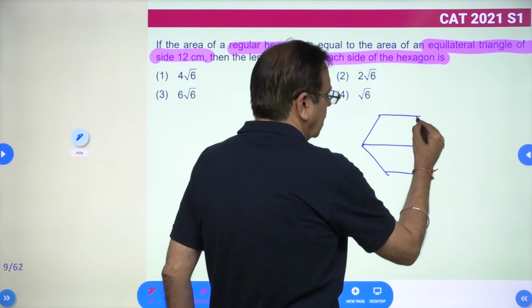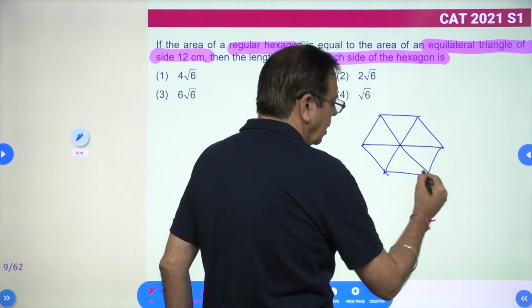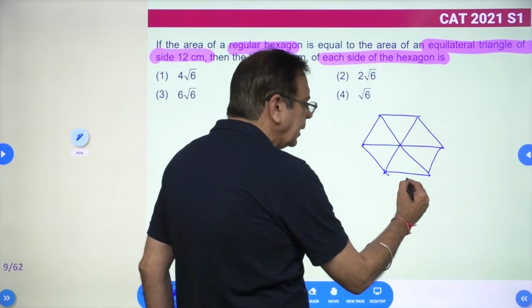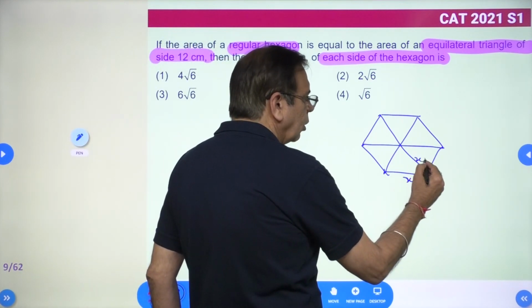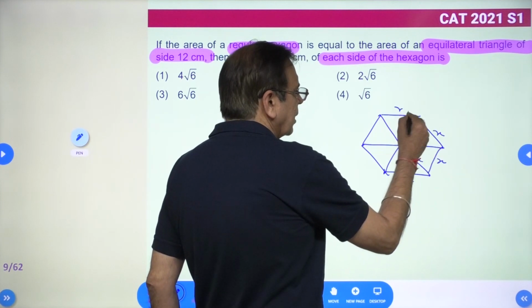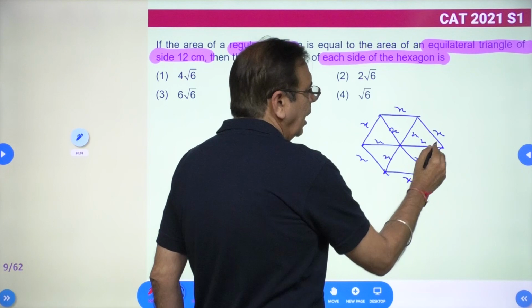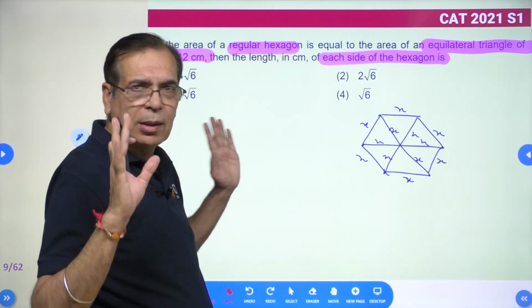Okay. Yeah. So these are 6 equilateral triangles. अगर ये side 1 है, x है, this will also be x. If each of the sides is x, these will also be x. These are 6 equilateral triangles. ये चीज समझ आनी चाहिए.